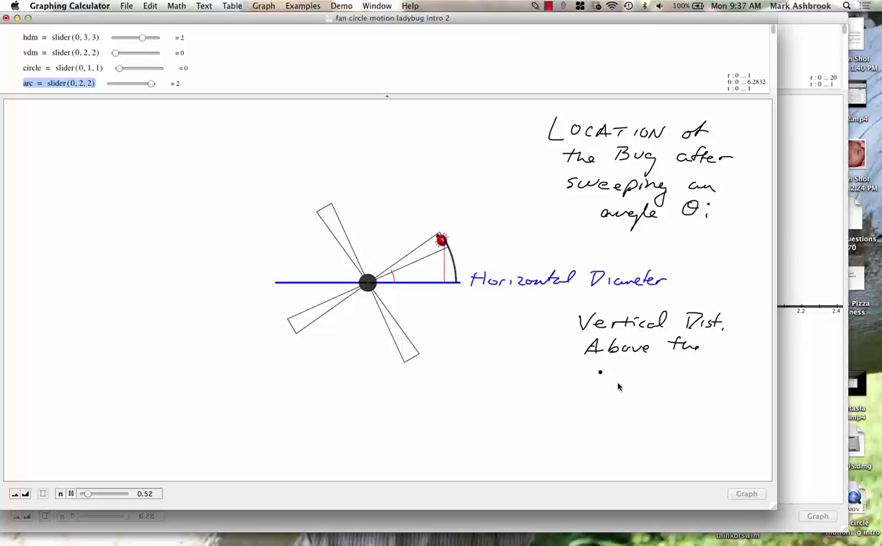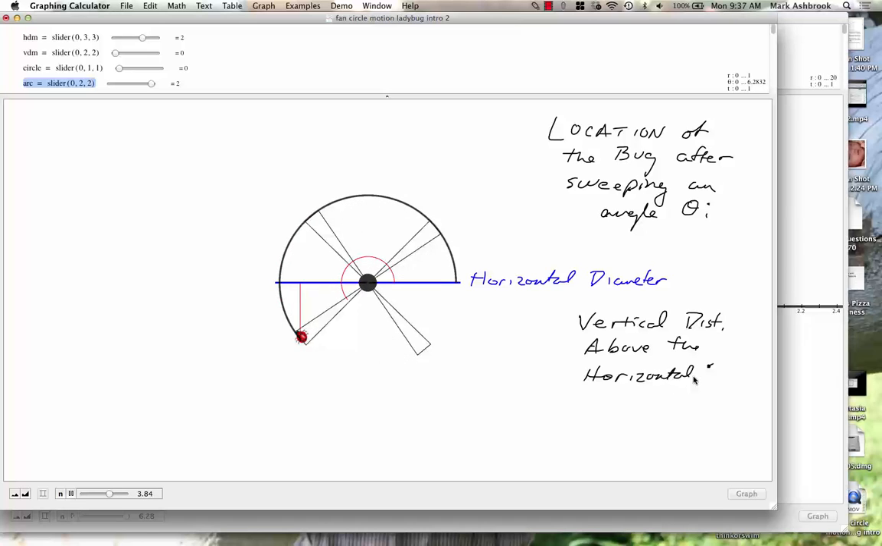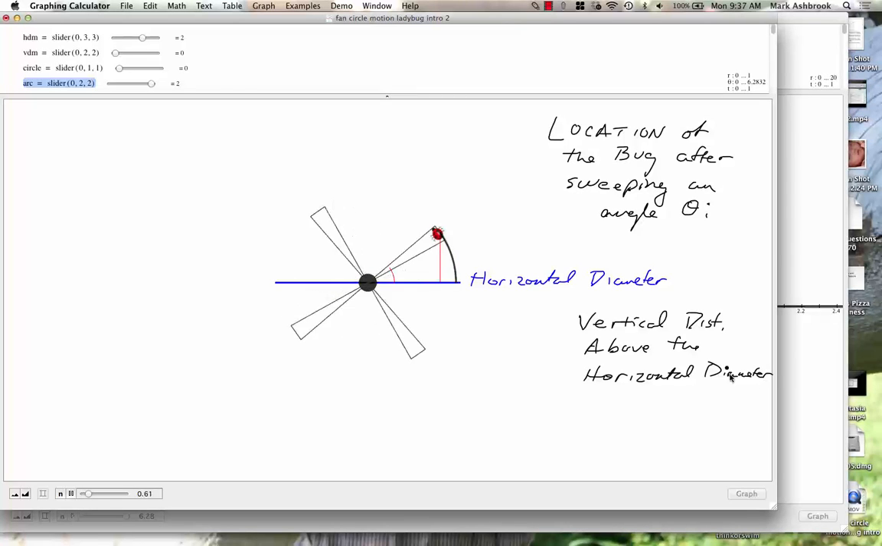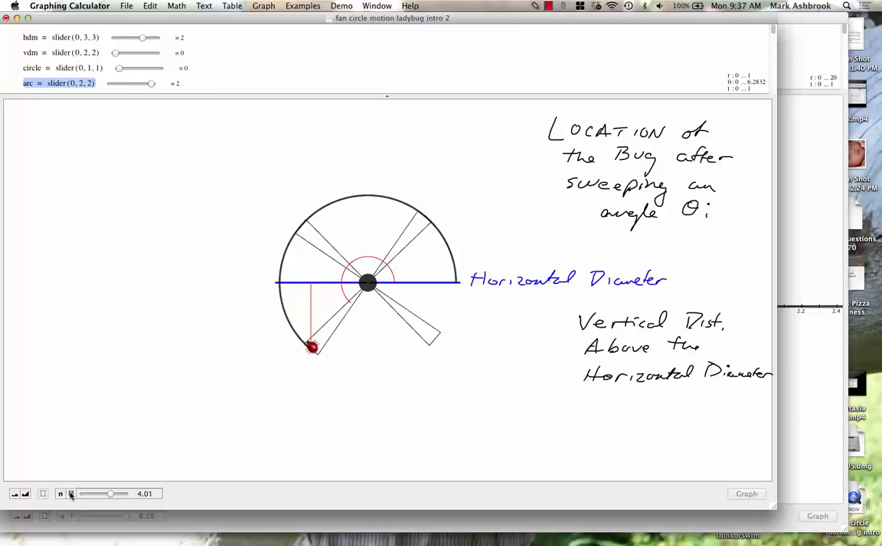This is going to be a key quantity for us. Does that alone pinpoint the location of the bug? So if I pause it here, does that tell us exactly? Now we're going to measure this distance right here. And that distance will actually be negative. If we define this as above the horizontal diameter, this is below, so this distance would be negative. Does that pinpoint the exact location of the bug?